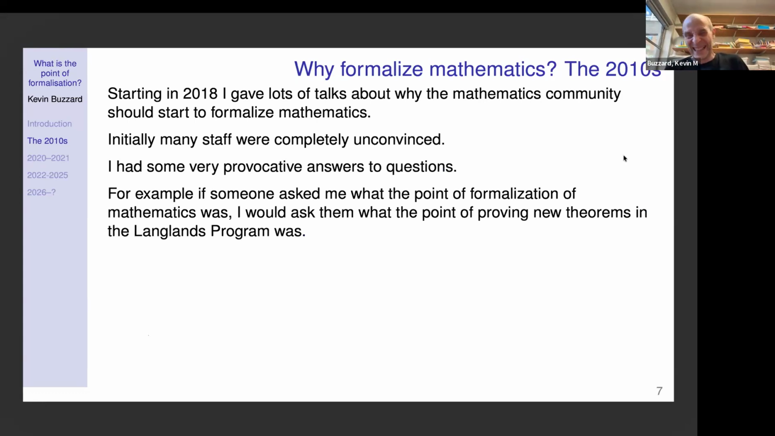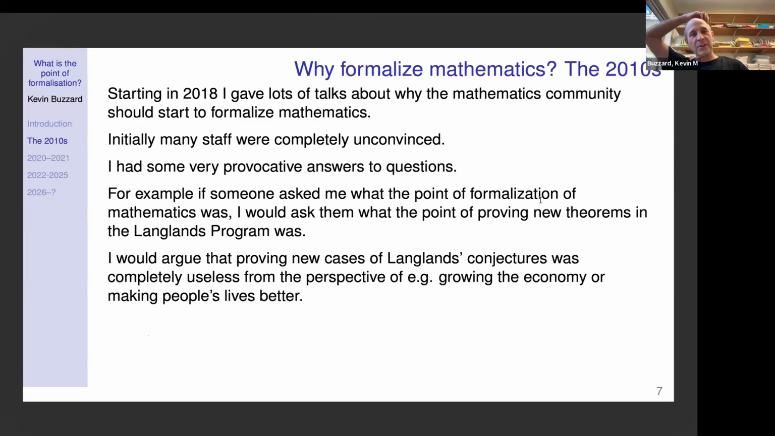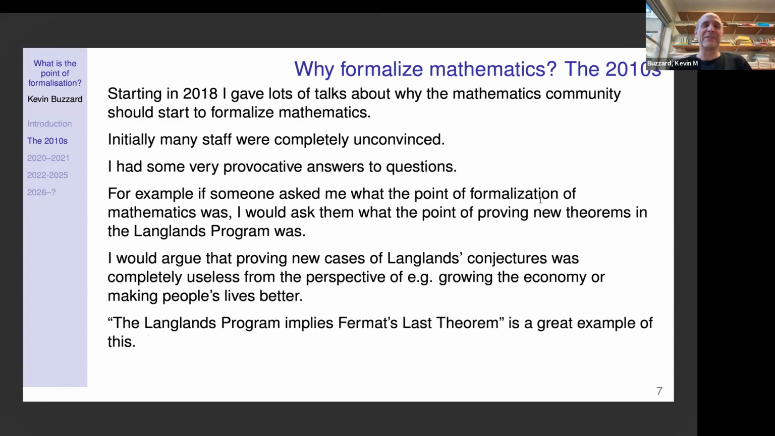I mean, it's all relative, isn't it? I used to do Langlands, but what's the point of doing Langlands, especially if you're building on things that might not be true? I would argue that doing Langlands, you might get funding, but it's not actually useful in terms of growing the economy. So, great, it implies Fermat's last theorem, but Fermat's last theorem is somehow supremely useless, right? So this was one of the arguments I would give in 2018.